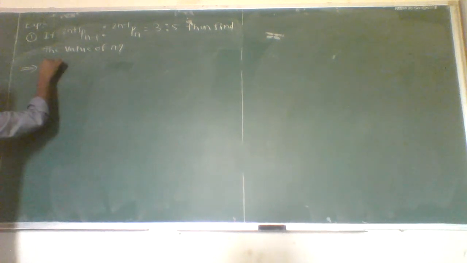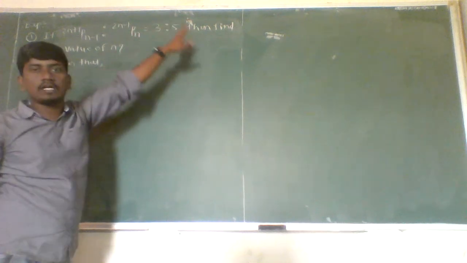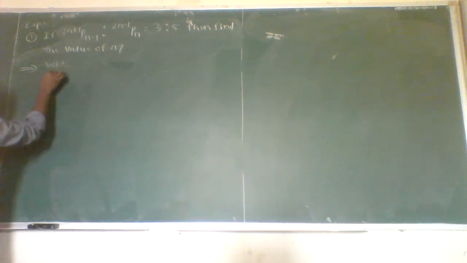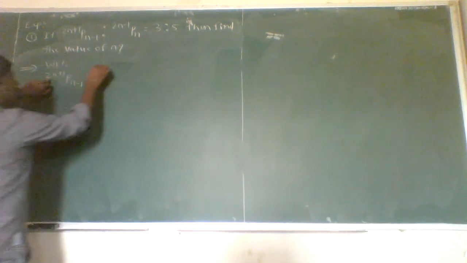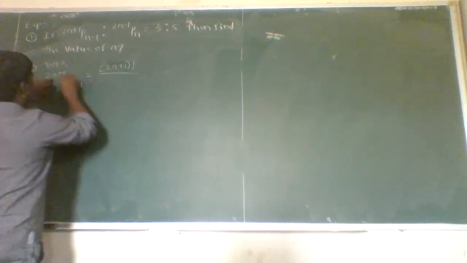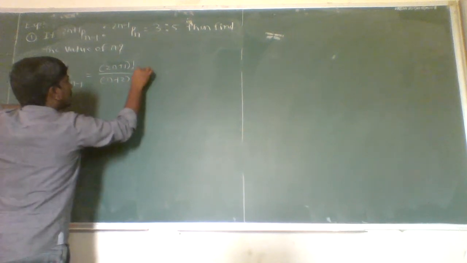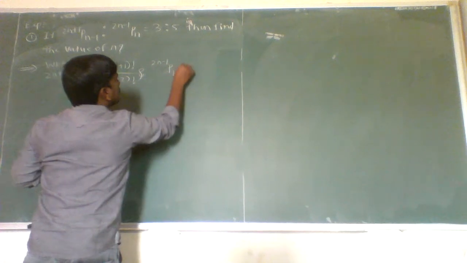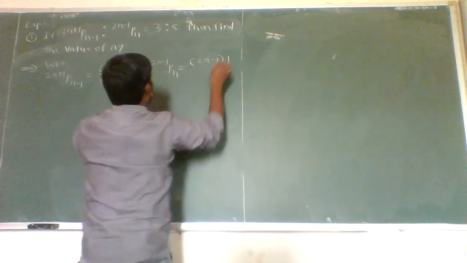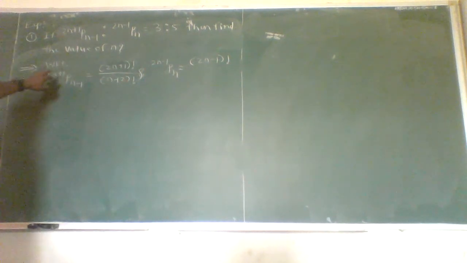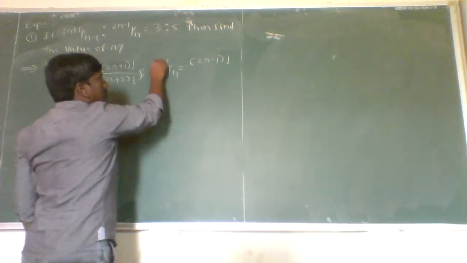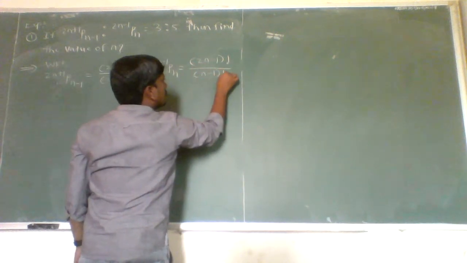Again here, given that (2n+1)P(n-1) : (2n-1)Pn = 3 : 5. Actually, there is no need to take this. We know that (2n+1)P(n-1) is nothing but (2n+1) factorial divided by (2n+1) minus (n-1), which is nothing but 2n minus n, now 1 minus of minus 1, which is plus 1, so n plus 2 factorial. And (2n-1)Pn is nothing but (2n-1) factorial divided by (2n-1) minus n, which is nothing but (n-1) factorial.